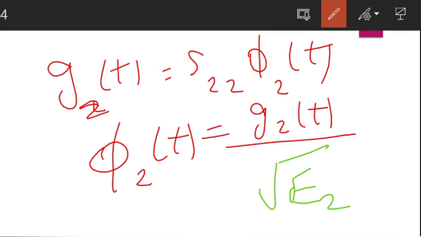We'll be getting S22 from this, because we have already calculated G2 of t, and phi 2 of t will be obtained from this equation. Using these two we will get S22. What is S22? S22 is equal to this G2 of t divided by the root of the integral from 0 to T of G2 square of t dt, into some value, that is, divided by phi 2. Am I right? 1 by phi 2. So on rearranging all these things, we'll be getting all the required signals.